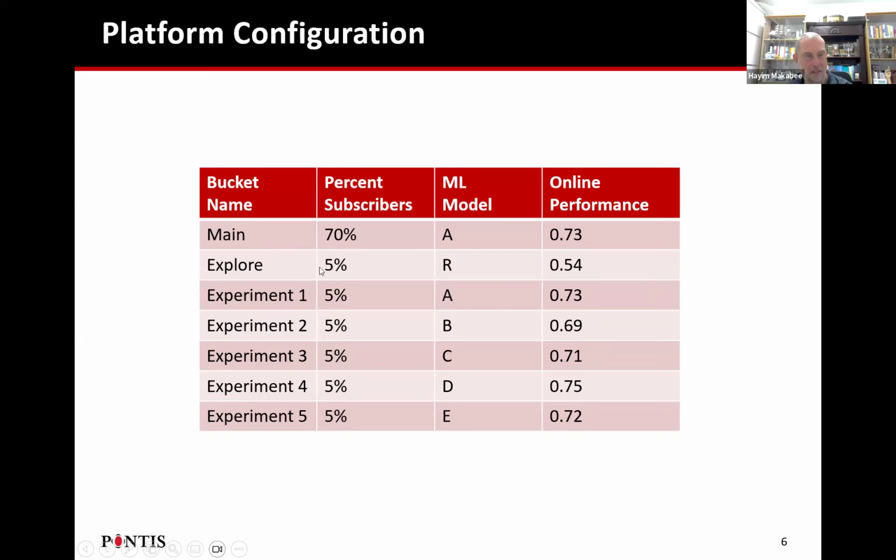Okay, so each bucket has a model. There is the main bucket, which has 70% of the subscribers. That is an exploration bucket in which I'm testing a model. And I have five different exploitation buckets in this example. And each exploitation bucket gets 5% of the subscribers.